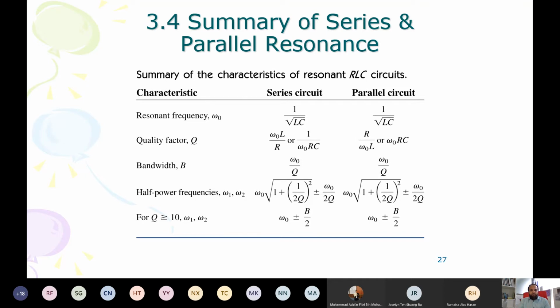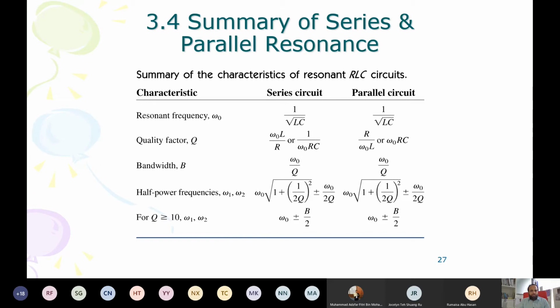Once you have C, you can find omega 1 and omega 2. Since Q is very high, we can use B upon 2 to find omega 1 and omega 2. But first we have to find B. B we can find from omega naught upon Q. We have omega naught, we have the Q, so we have the B. Once we have B, we can use this to find omega 1 and omega 2 because Q is greater than or equal to 10.